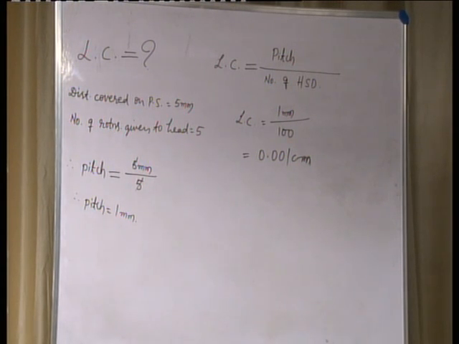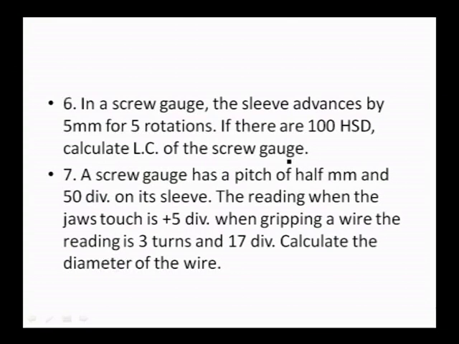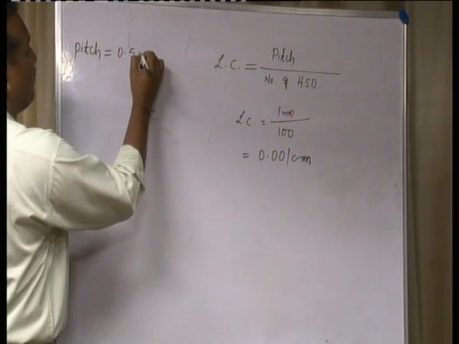A screw gauge has a pitch of half mm. So, observe here pitch itself is given directly. I will say while explaining the concept of the screw gauge, usually pitch of a screw gauge is equal to the value of one division on its pitch scale. Is it clear? You have to remember that one. A screw gauge has a pitch of half mm. So, that is 0.5 mm.